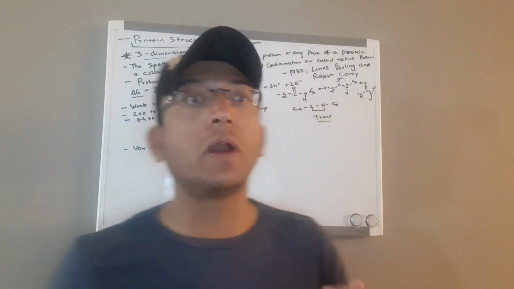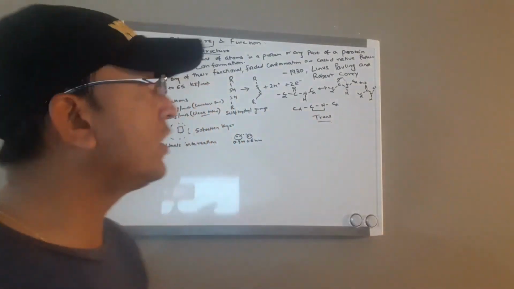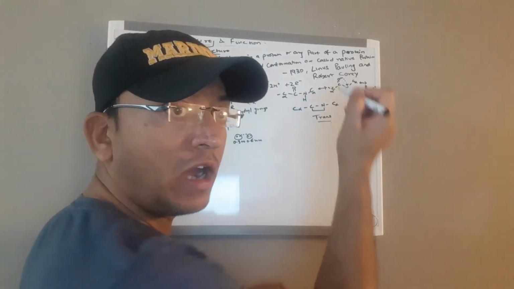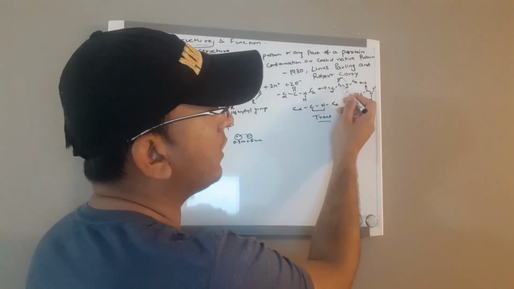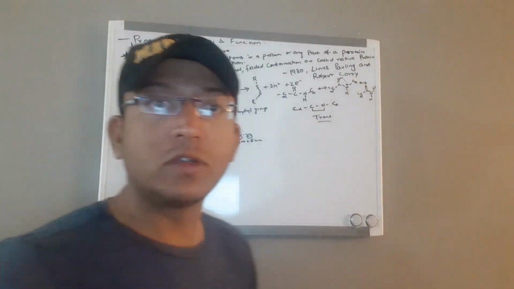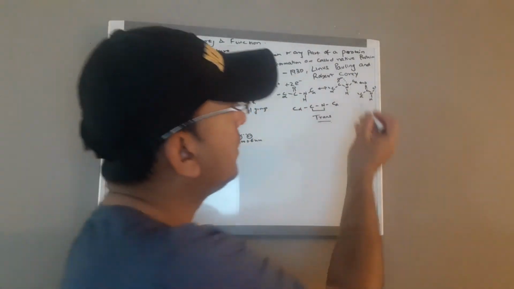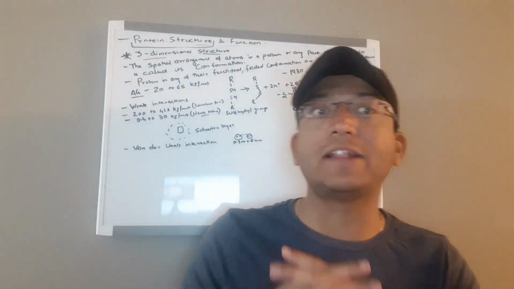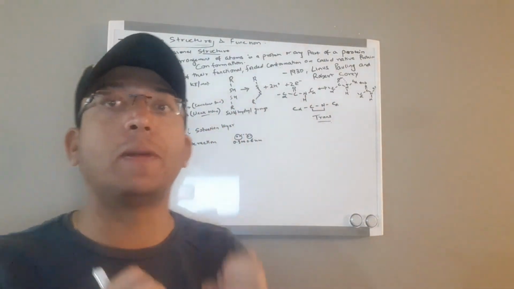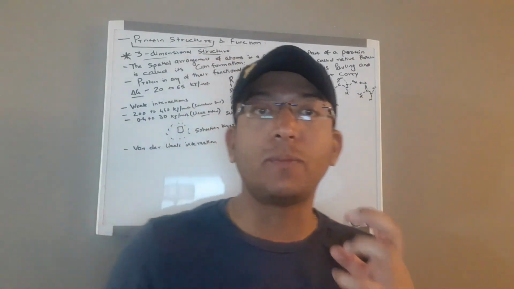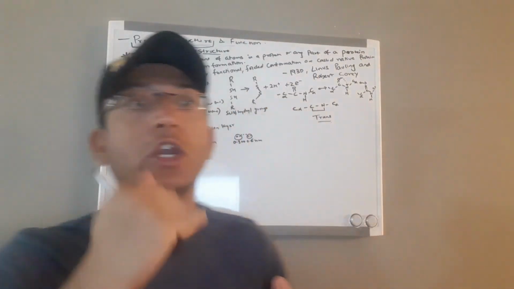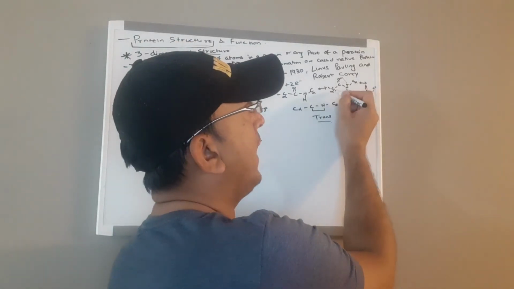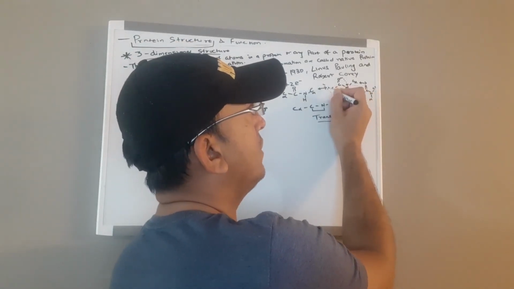Rotation is permitted on this side, nitrogen to carbon alpha or carbon alpha to the carbon bonds, right? But in this part rotation is not permitted. So the backbone of the polypeptide chain can thus be pictured as a series of rigid planes. That's why the peptide bond has a rigid plane, with consecutive planes sharing a common rotation point. This is the rotation point here.